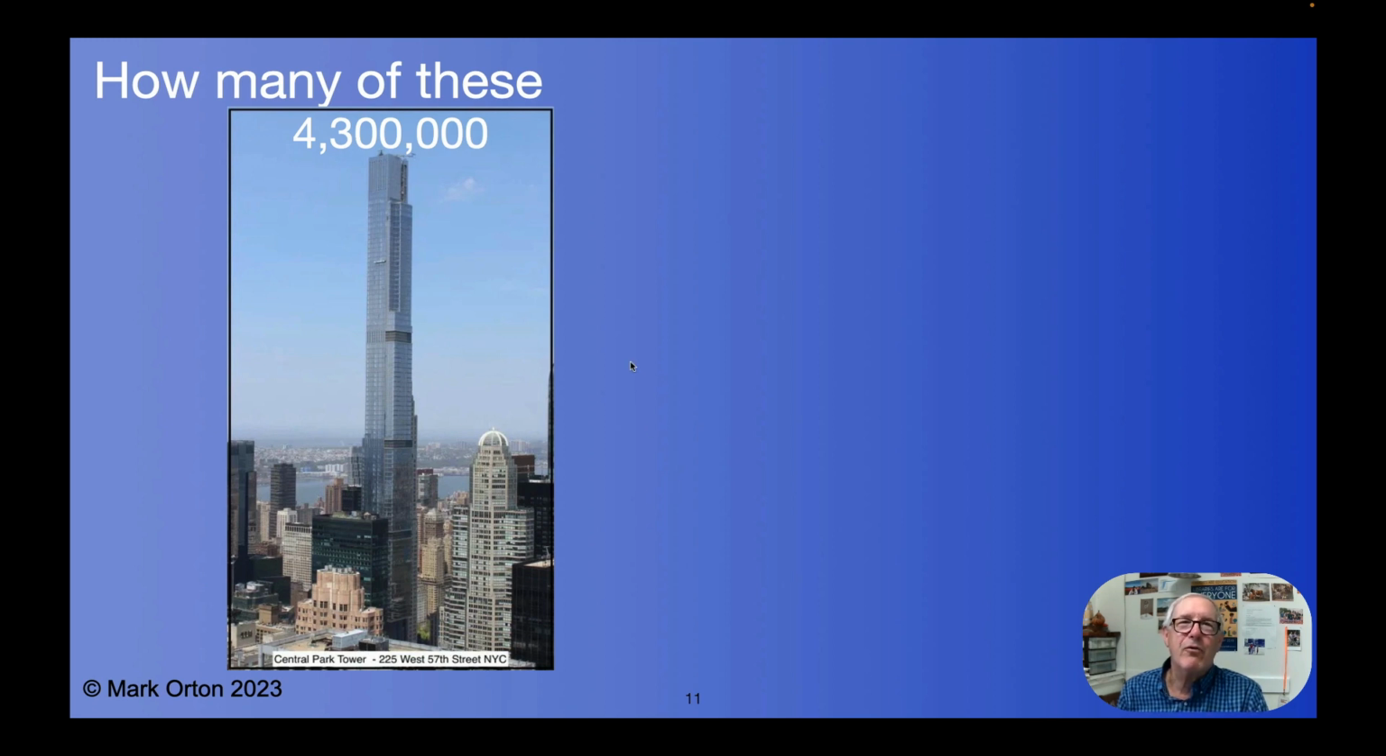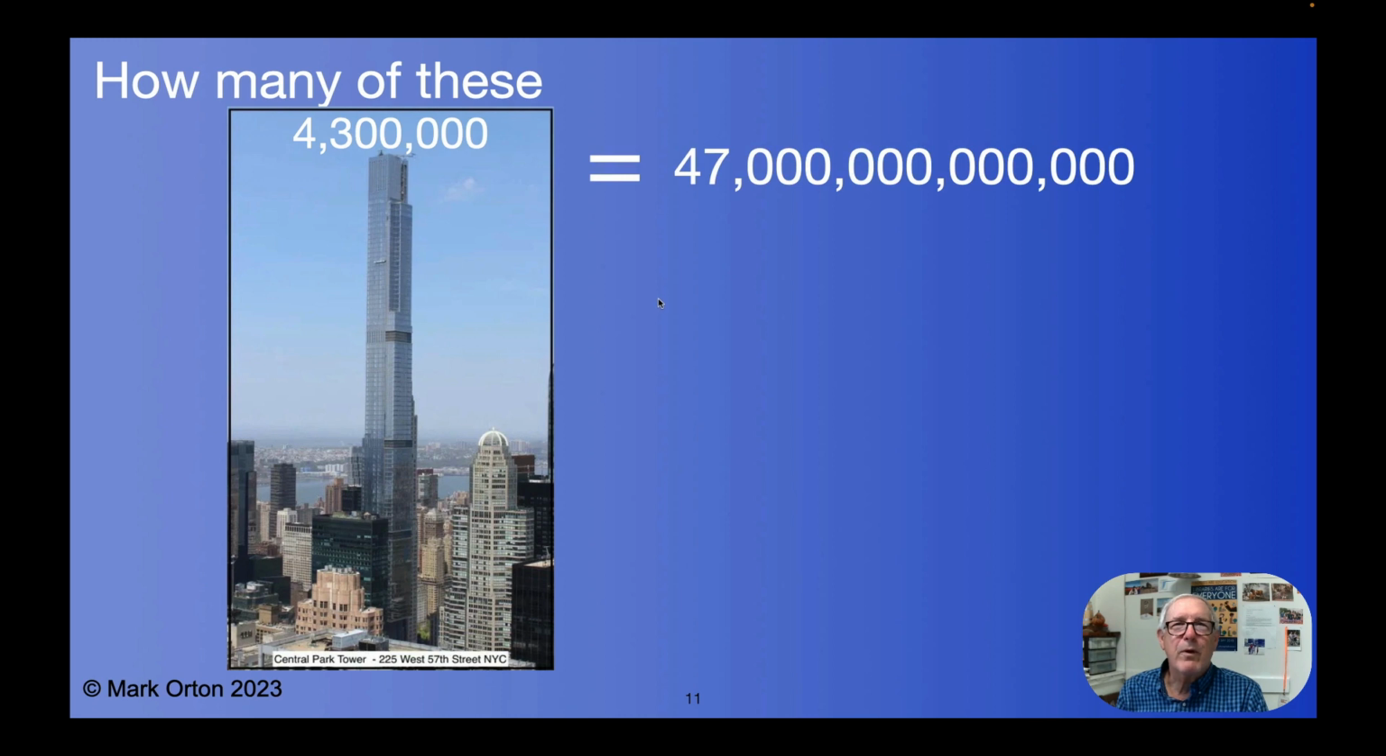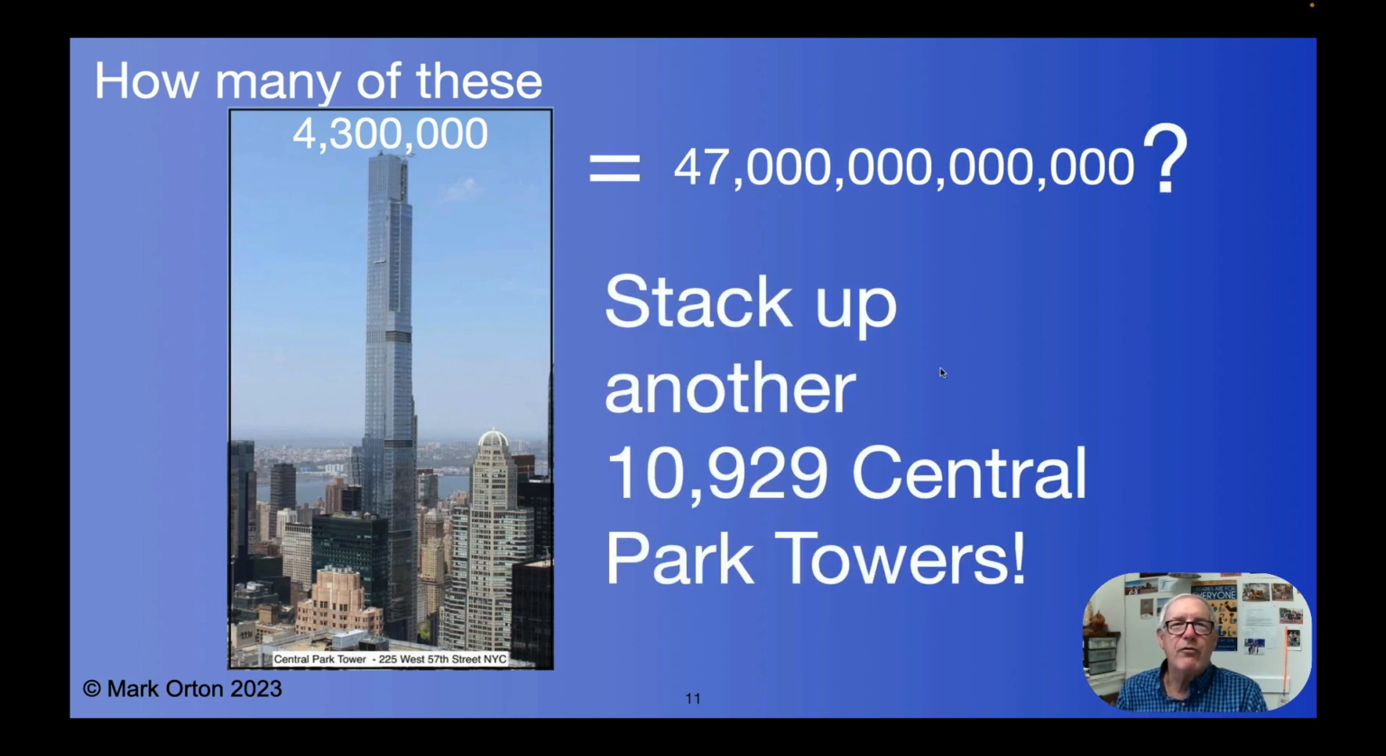So how many towers do you have to pile up? Just to kind of cogitate for a moment. Well, to equal 47 trillion, you'd have to add on 10,929 Central Park towers. So it is truly a gigantic number.